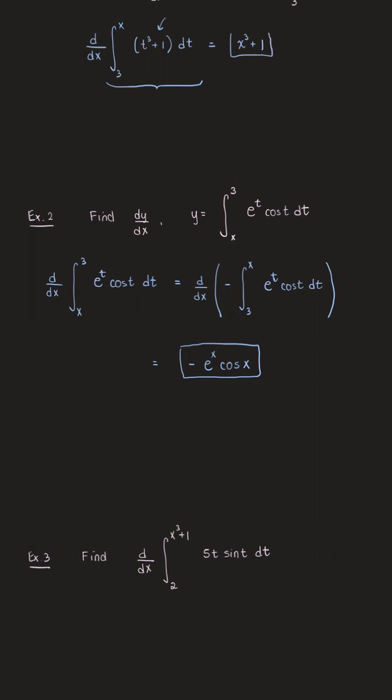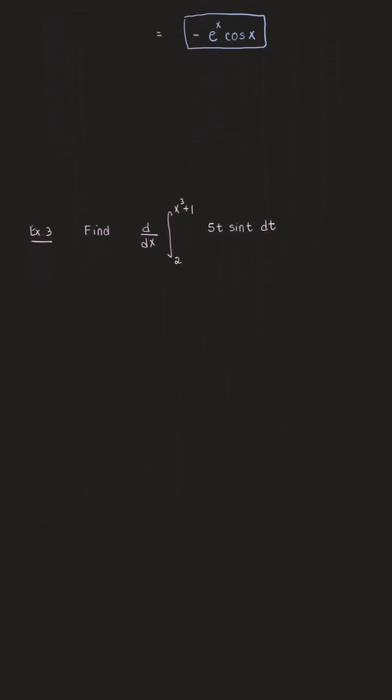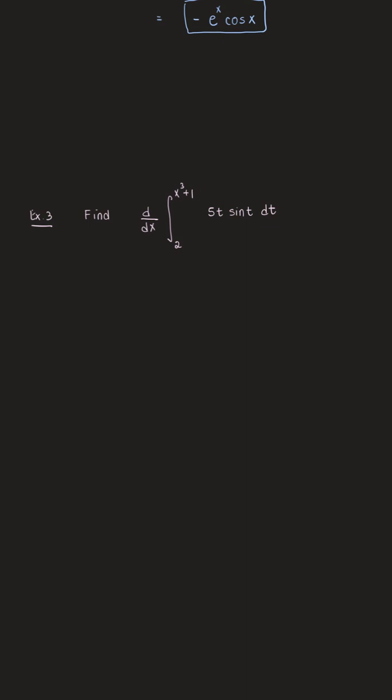Okay, and our final example is slightly different. Here in this example, we have a composition. So let's recall how we take the derivative of a composition. If I have, for example, an outer function and an inner function, and we're trying to take the derivative of this composition, we use the chain rule. The chain rule tells us we take the derivative of the outside function evaluated at the inside function, and we multiply that by the derivative of the inside function.